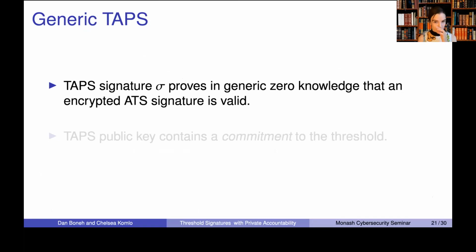For our generic TAPS construction, the signature that's output from combine proves in generic zero knowledge that an encrypted ATS signature is valid. So basically under the hood, we use an ATS signature scheme. We could use something like MuSig2, like we talked about before, in this threshold setting. And basically the signature uses some generic zero knowledge system to prove that this signature is valid without saying who signed it or exposing any of that subset of public keys in the clear.